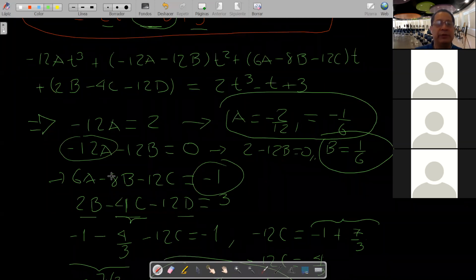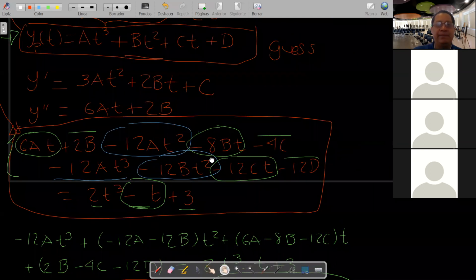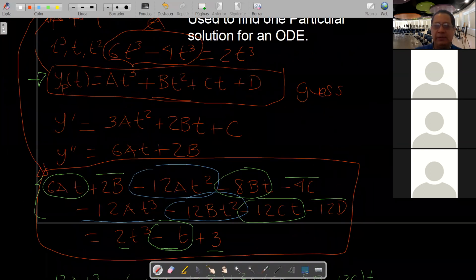Here is our system of 4 equations on 4 unknowns, A, B, C, and D. And now we have to find the values for those unknowns, which happen to be the coefficients for our guess. Now we can establish our particular solution, which is A times T cubed plus B times T squared plus C times T plus D.